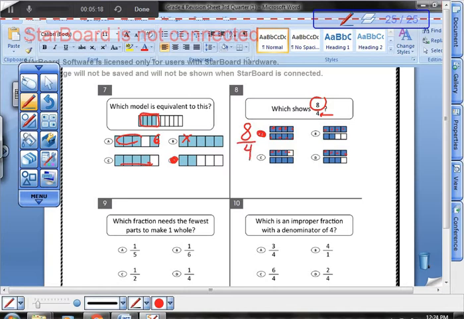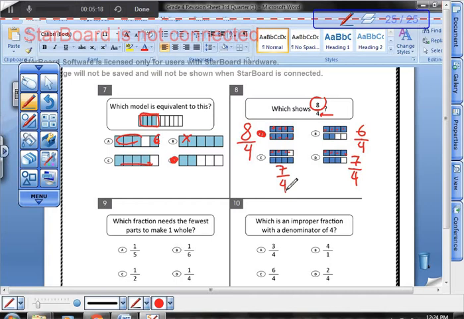Let's check the rest. This is 1, 2, 3, 4, 5, 6. This is 6 out of 4. This is 1, 2, 3, 4, 5, 6, 7. This is 7 out of 4. And this is 7 out of 4, the same as this. So the answer will be A. Number 9.